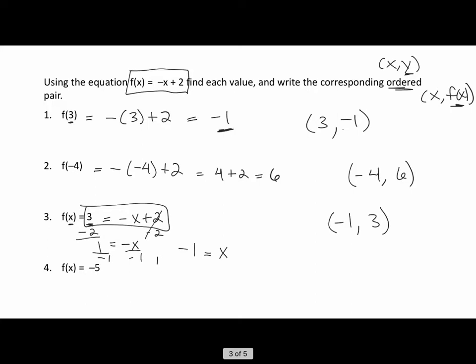For number 4, they again give me the output, or the y value. So I have to complete the equation so that the output, negative 5, equals negative x plus 2. And then I need to solve for x here. So opposite 2 from both sides, and that's going to be negative 7 equals negative x. Just need to get rid of that negative sign by dividing from both sides. So that's going to be a positive 7. So I found the input of positive 7 that gives me the output that was given of negative 5 to complete the ordered pair.